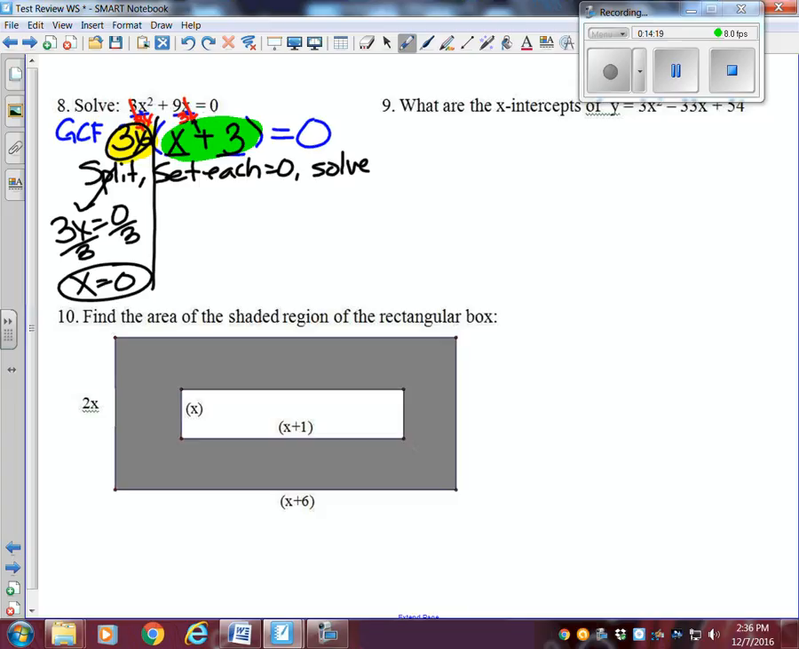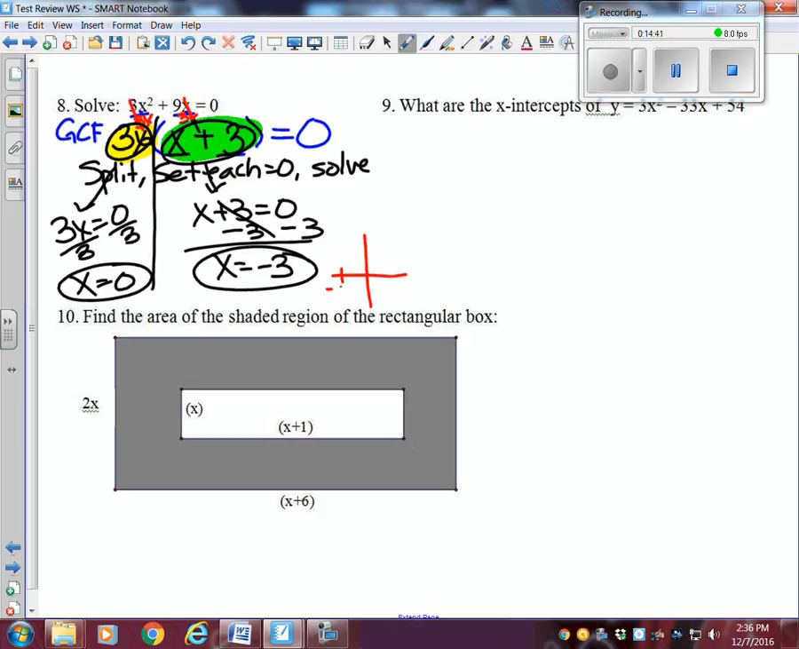Set each equal to 0, so now I'm going to take x plus 3, set that equal to 0, and I can't forget I have to subtract 3 to get x by itself. Now, don't forget, what looks like it's positive in the parentheses does come out as negative when it's solved. This parabola touches at negative 3 and 0, and looks like it turns up, so it would be something like that.